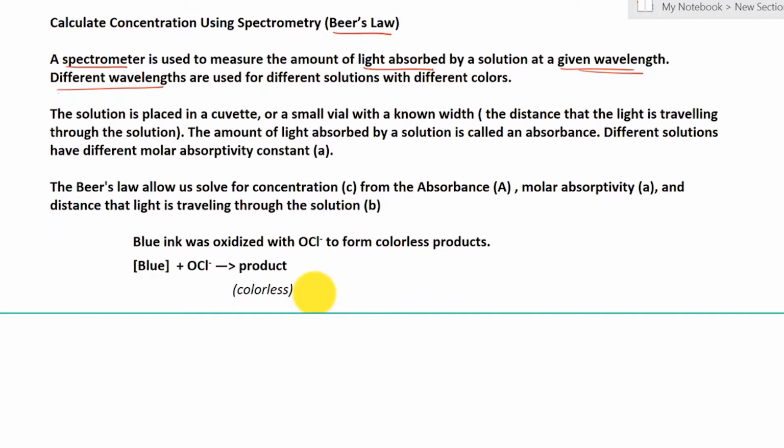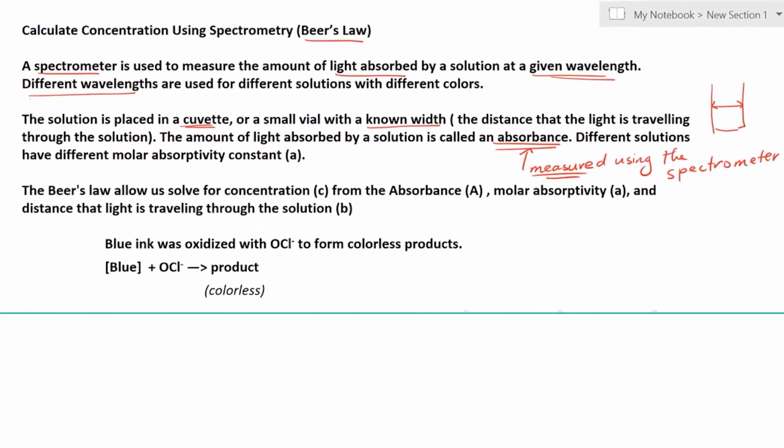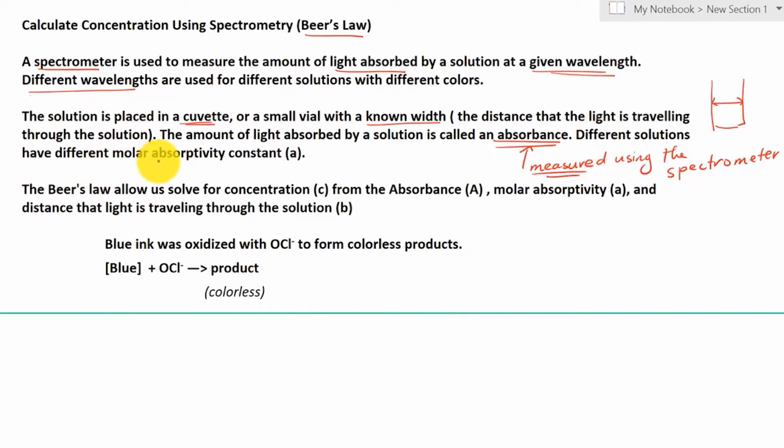First of all, we put a solution in a cuvette, and a cuvette is basically a small vial with a known width. So basically I have a vial, and we know the distance from here to there. That specific length or width is known to us because we're going to use that in the Beer law. Now, the amount of light absorbed by a solution is called absorbance. So we can measure absorbance. This is something that the spectrometer will show us. And lastly, different solutions have different molar absorptivity constants. And notice, constant means it stays the same.